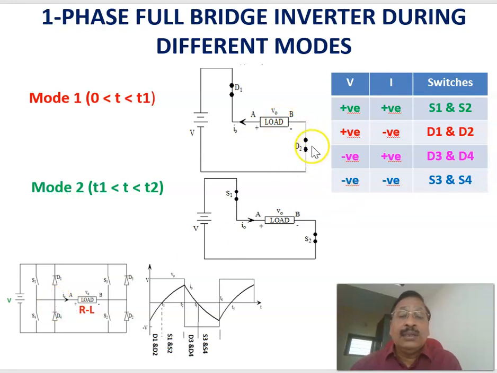Therefore, the current is negative, and of course the voltage here, since it is connected to this terminal, is connected to the positive, so it's a positive voltage. We are getting a positive voltage and negative current in mode 1, 0 to T1.